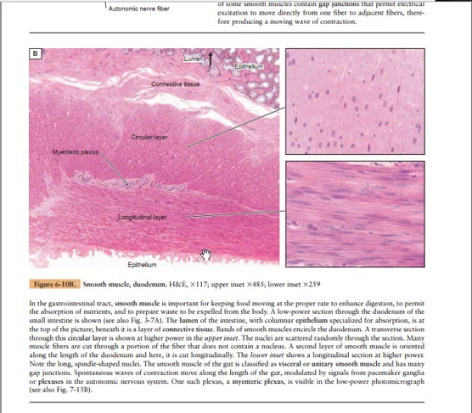Then out here you have the Auerbach plexus. Then lastly, inside, this is the lumen and the epithelium there. Then lastly, outside we have the serosa. So this is a visualization.